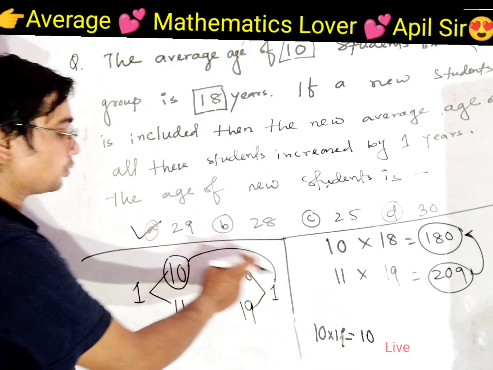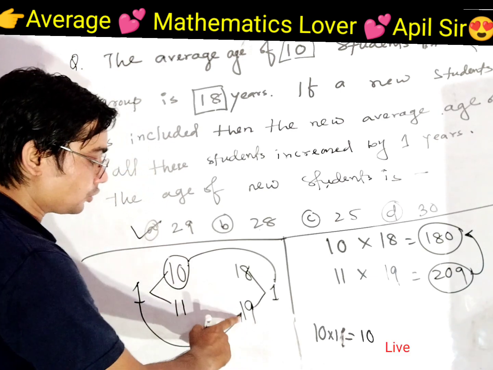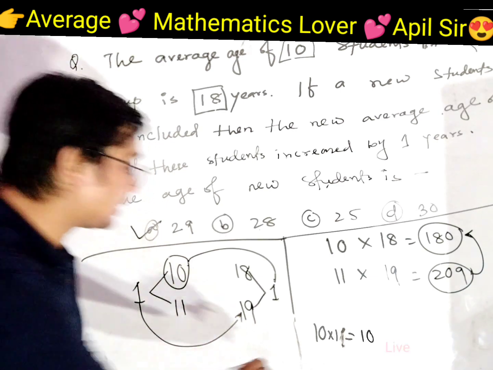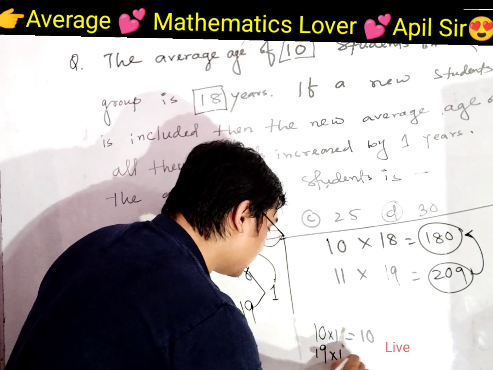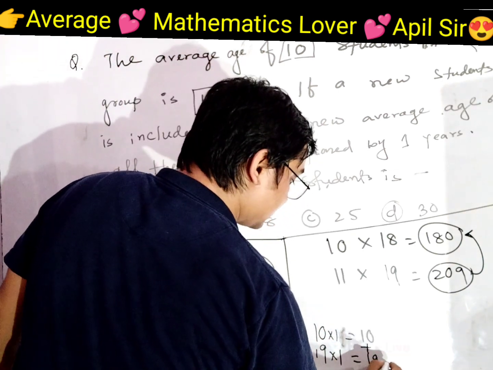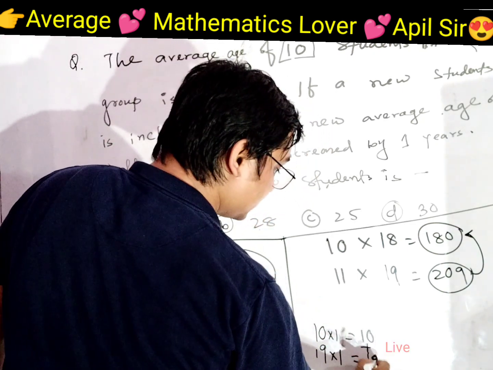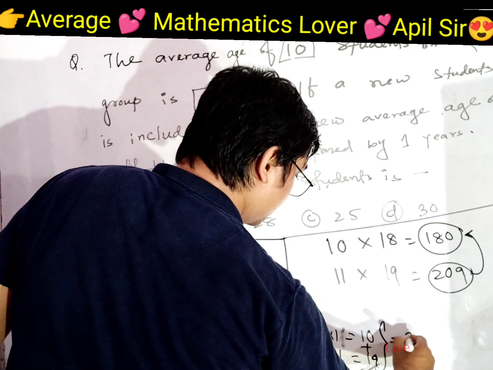Yes, 10 into 1, and you take the multiple of this to 1, into 19. So what will be 1 into 19? Yes, 19 into 1 means 19. So you take the sum of these two. What will be the sum of these two? Okay, 10 plus 19, this will be 29.